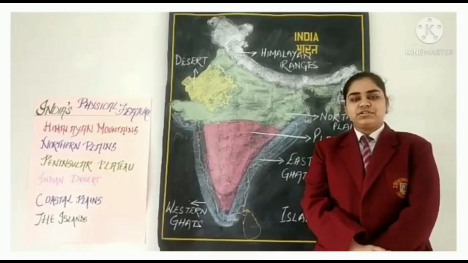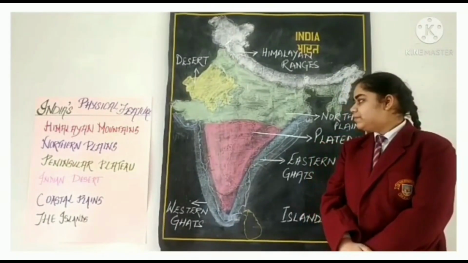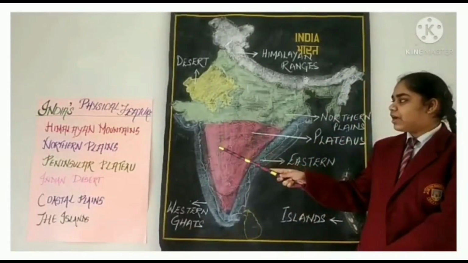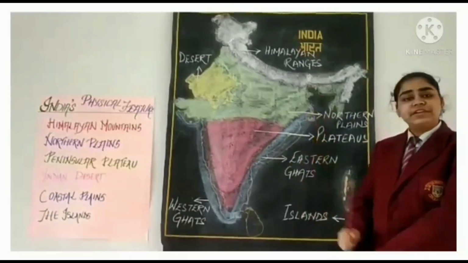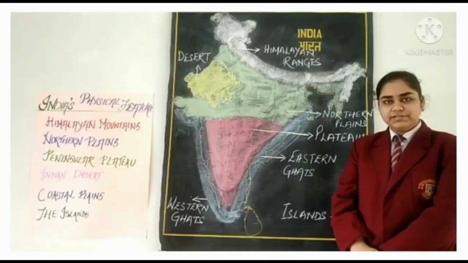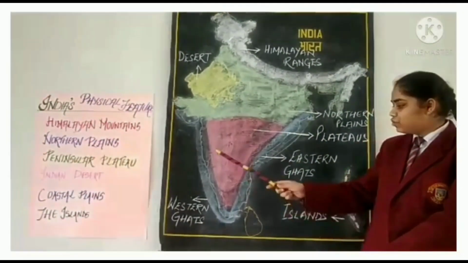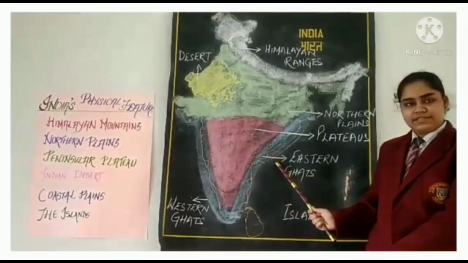The fourth division is the coastal plains. The coastal plains lie on the downside of the northern plains. They stretch nearly 7,000 kilometers and can be divided into 2 parts, the western parts and the eastern parts.